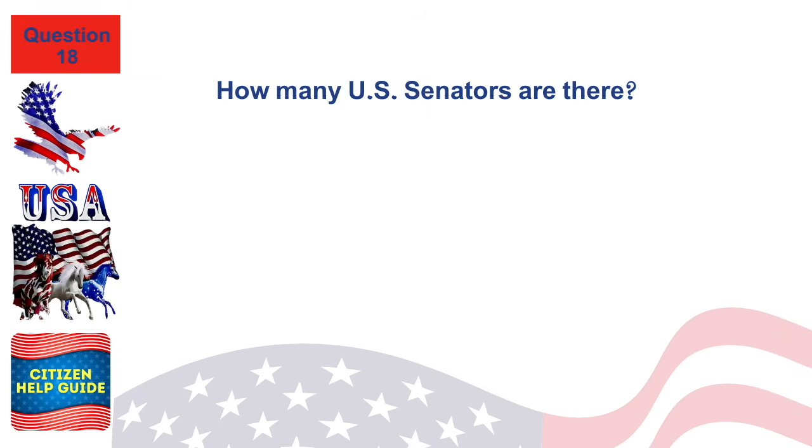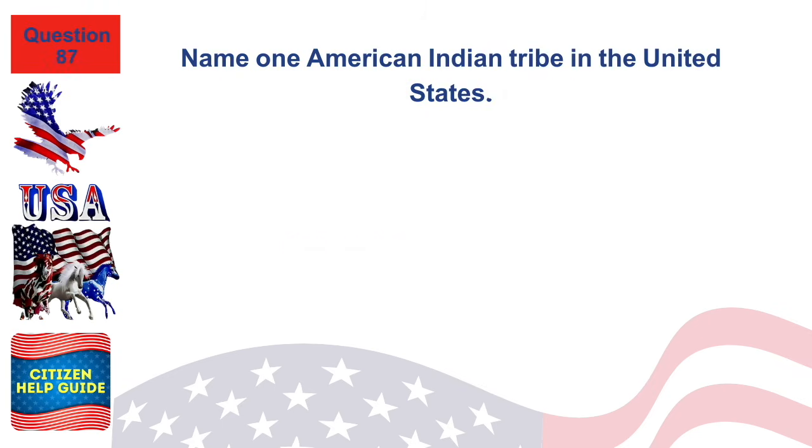How many U.S. senators are there? 100. Name one American Indian tribe in the United States. Cherokee.